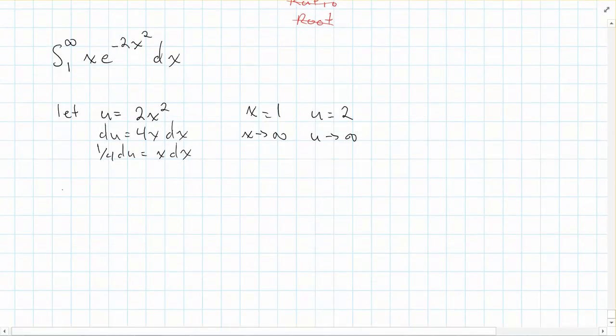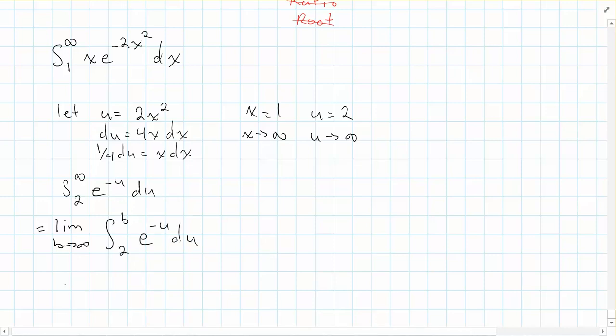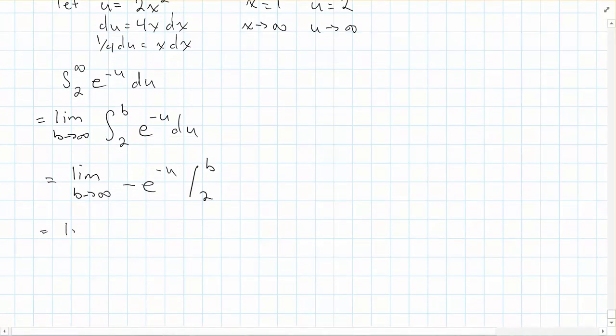And then I'd have my integral from 2 to infinity of e to the negative u du. And then we would convert this to the limit as b goes to infinity of the integral from 2 to b of e to the negative u du, which is the limit as b goes to infinity of negative e to the negative u, evaluated from 2 to b. That's the limit as b goes to infinity of negative e to the negative b minus negative e to the negative 2.